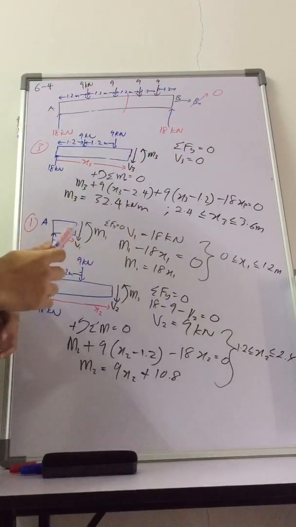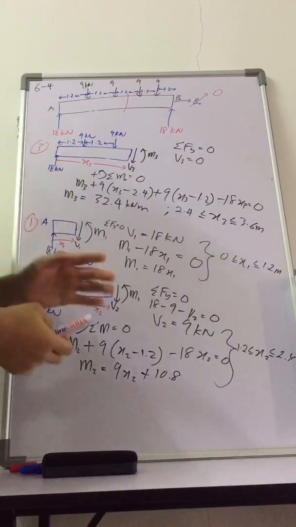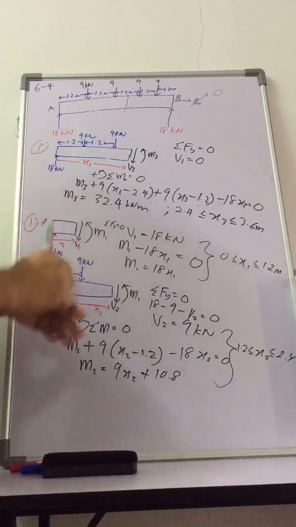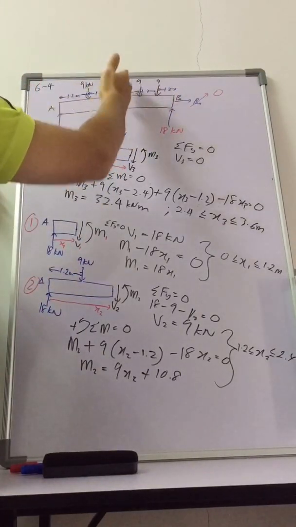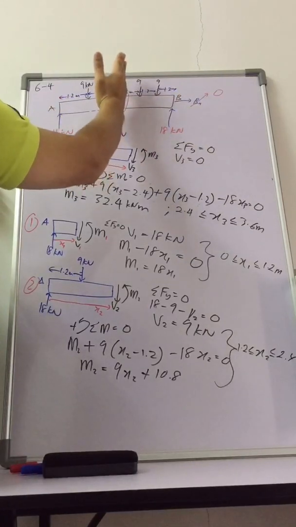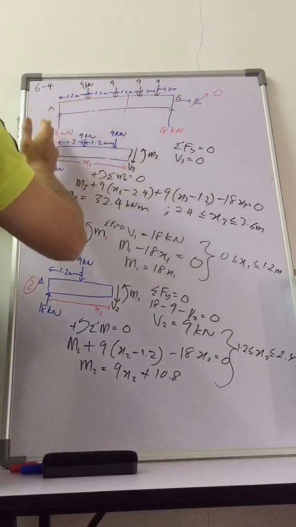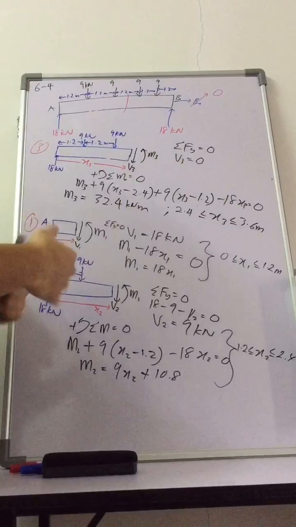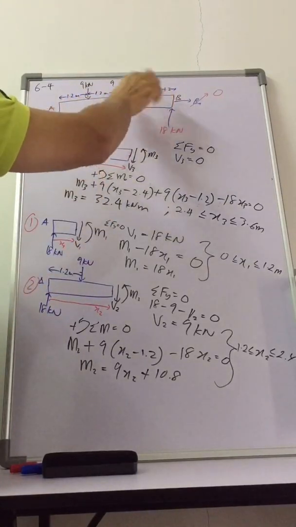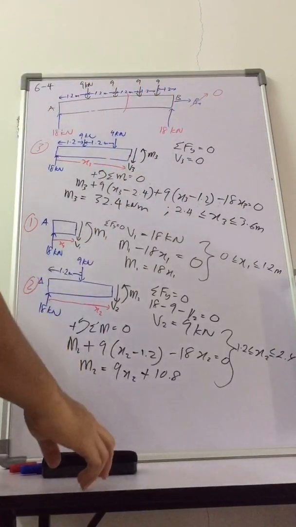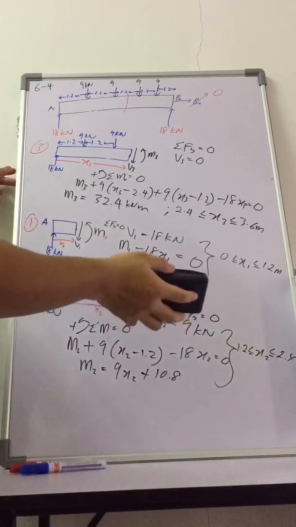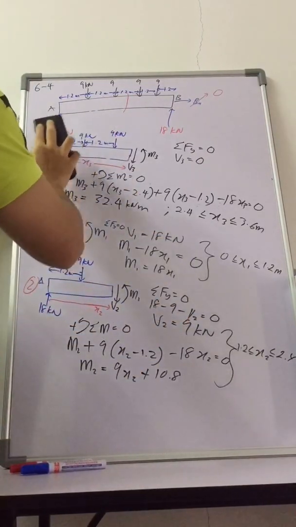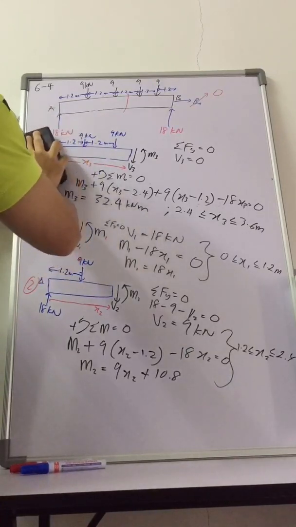But actually here, if you understand it correctly, can you see that this is symmetrical? You have 9, 9, 9, 9, symmetrical about the middle, with the same 18 kilonewton, so it's symmetrical. So actually this part and that part will be the same. So I'm going to erase this and draw the shear force and bending moment diagram.